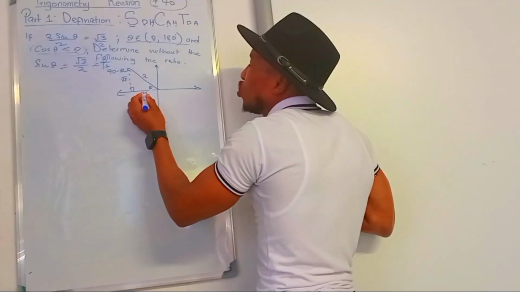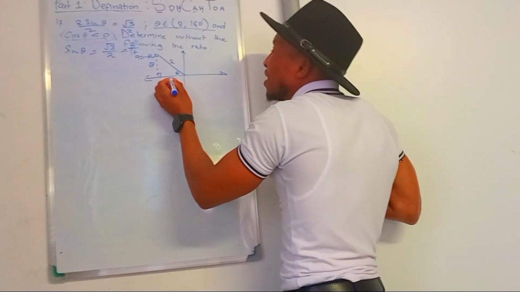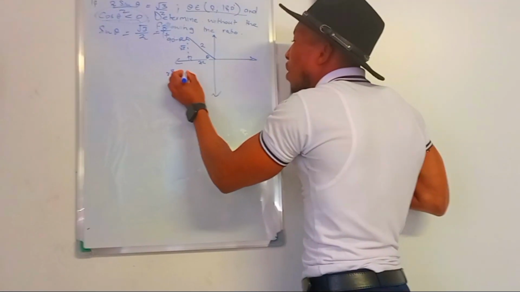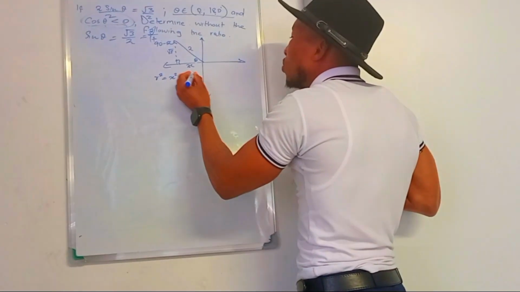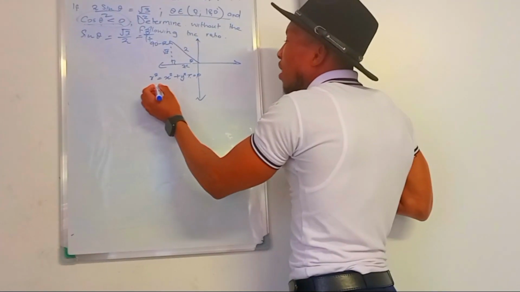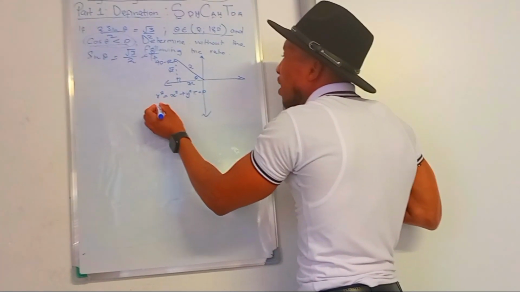Then here we are just going to use the theorem of Pythagoras to find this side. We're going to say that r squared is equal to x squared plus y squared. That is the theorem of Pythagoras. Then what's the value of x? The value of r you are looking for, it is what?